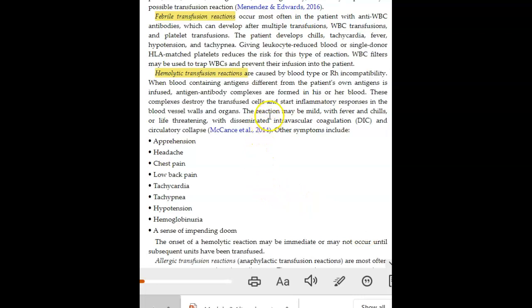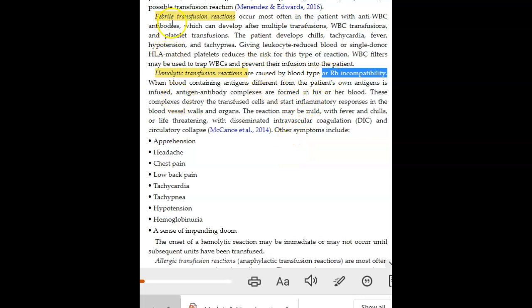And then also it says here the reactions may be mild with fever and chills. Let's go all the way back and read: hemolytic transfusions are caused by blood type or Rh incompatibility. Rh incompatibility. I can't talk anymore. I think I need something to drink. But make sure you understand that.